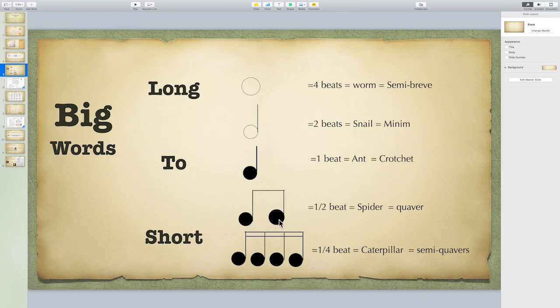Each one of those is a quaver. Each one of these is a crotchet. Each one of these is a minim. And each one of these is a semibreve. So you've got them all written down there. So have a good think about that. There's a lot to remember, isn't there? But don't worry, when you're learning to play music, you do things again and again and again. So it takes quite a lot of repetition, but you get there in the end. So that's our big words.